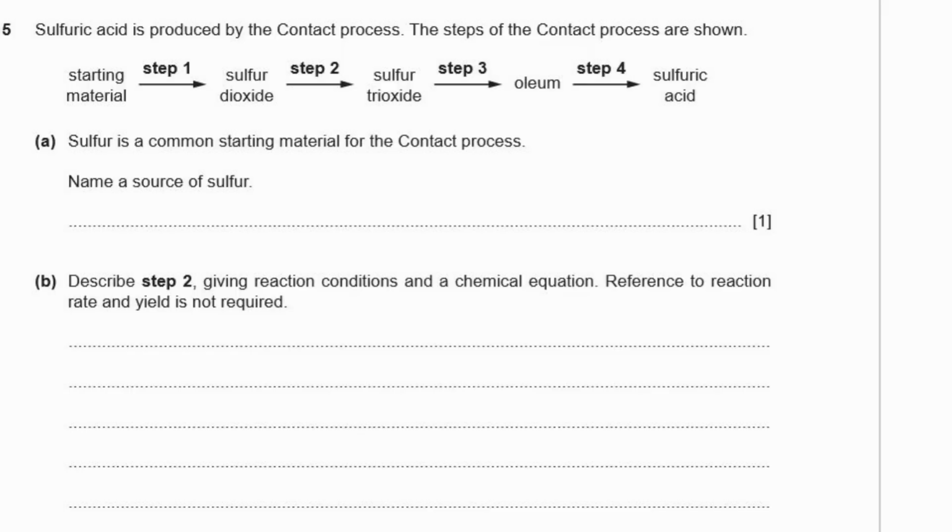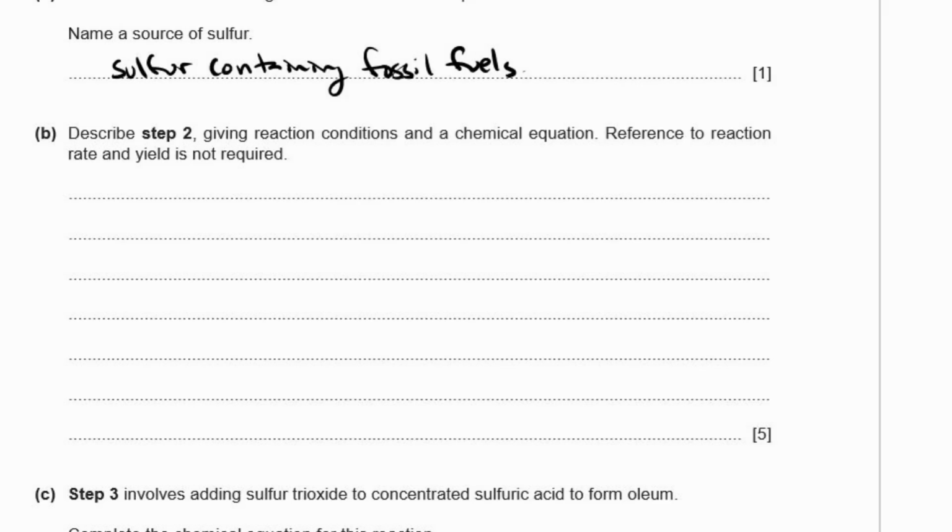A. Sulfur is a common starting material for the contact process. Name a source of sulfur. Sulfur is often found as an impurity in fossil fuels. So it can be found in sulfur-containing fossil fuels. B. Describe step 2, giving reaction conditions and a chemical equation. Reference to reaction rate and yield is not required.